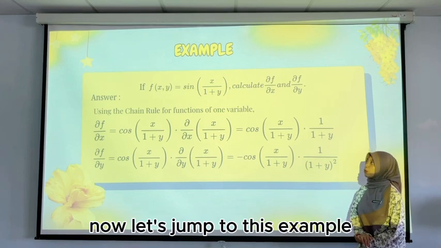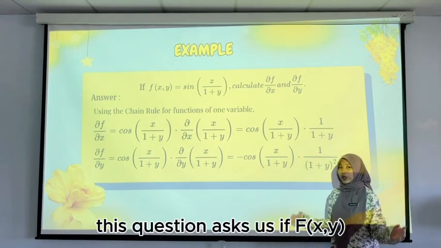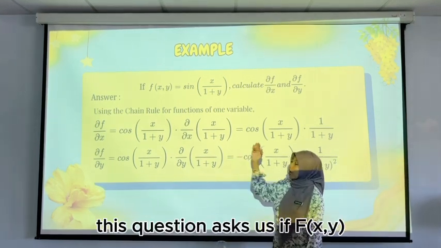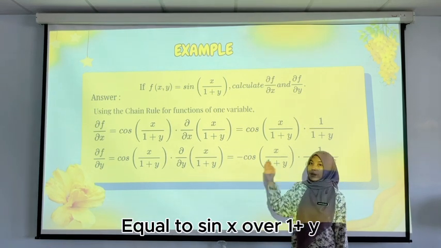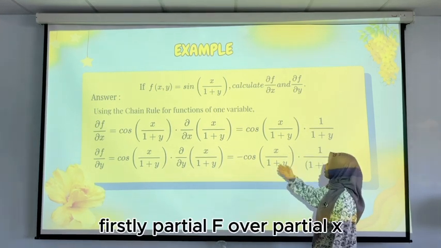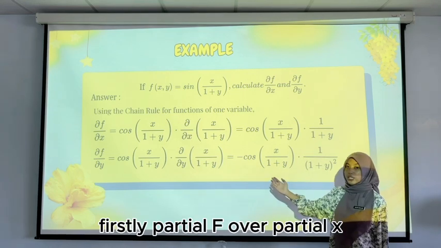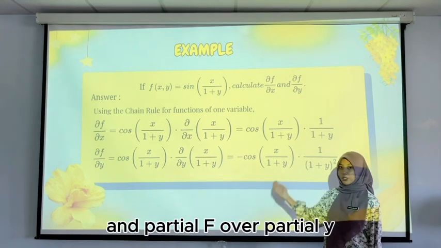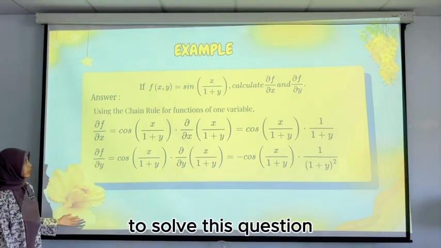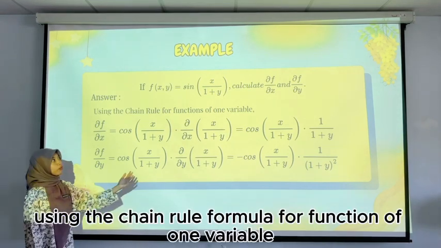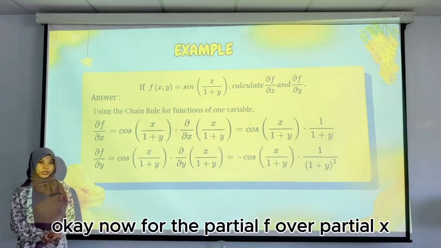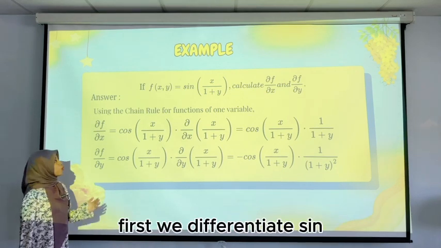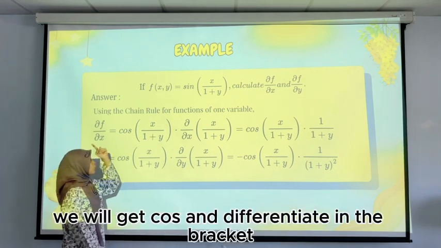Now, let's jump to this example. This question asks us, if f(x, y) equals sine of x over 1 plus y, find partial f over partial x and partial f over partial y. To solve this question, we use the chain rule for a function of one variable. Okay. Now, for partial f over partial x, first we differentiate sine, and we will get cos.